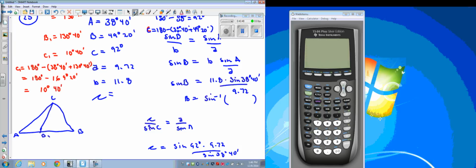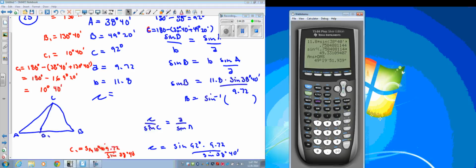No, this other one, C1, this ratio is going to stay the same. That 9.72 over sine of 38 40. But rather than 92, I'm going to have sine of 10 degrees, 40 minutes. So if I do that 9.72 sine of 38, then I could just copy it.